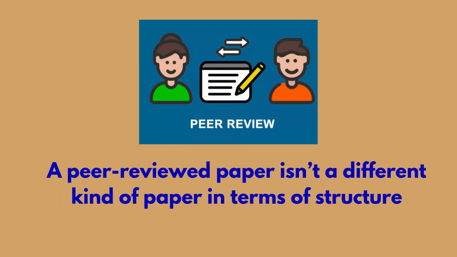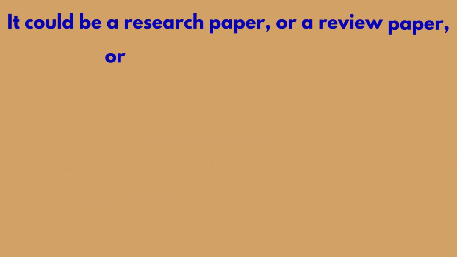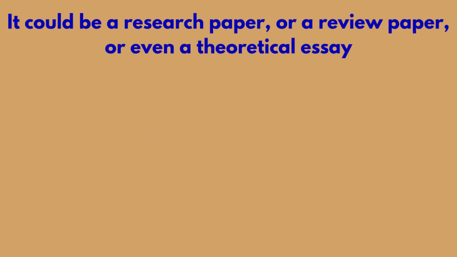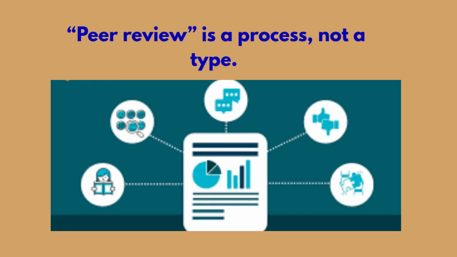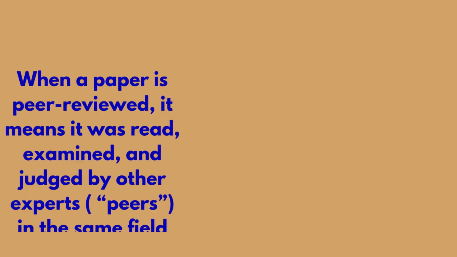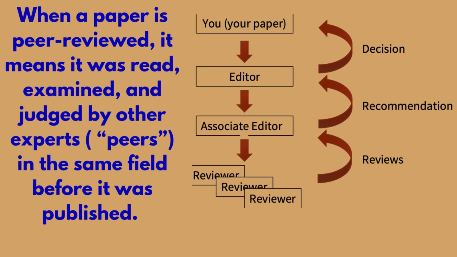A peer-reviewed paper isn't a different kind of paper in terms of structure. It could be a research paper, or a review paper, or even a theoretical essay, but the key is how it gets approved. Peer review is a process, not a type. When a paper is peer-reviewed, it means it was read, examined, and judged by other experts, like peers, in the same field before it was published.